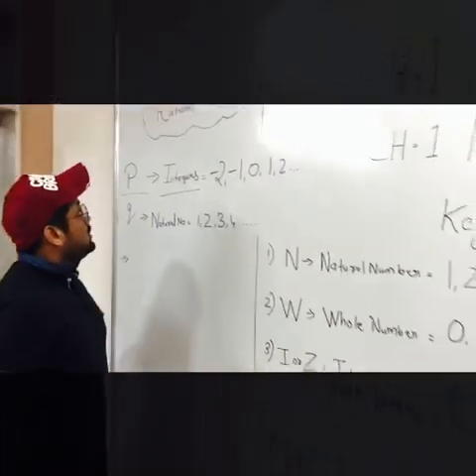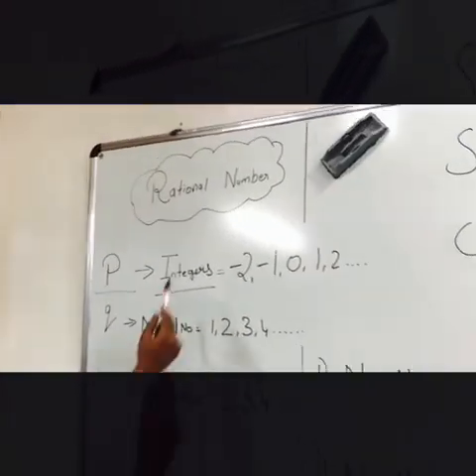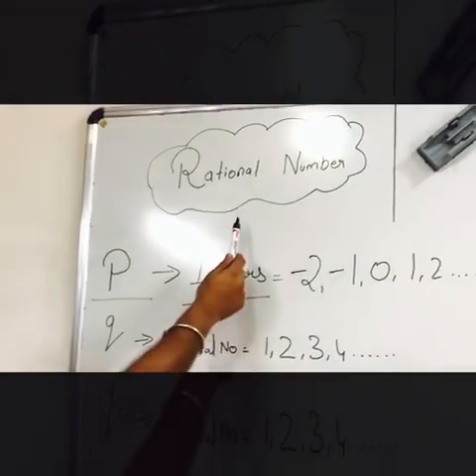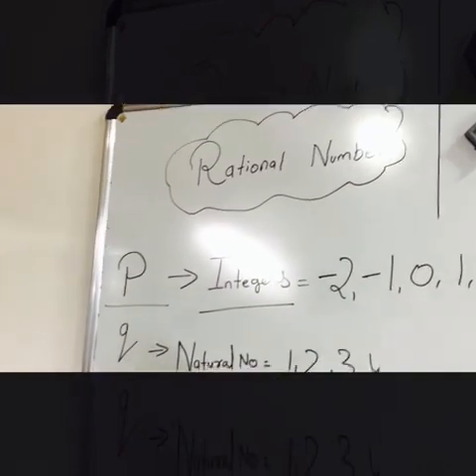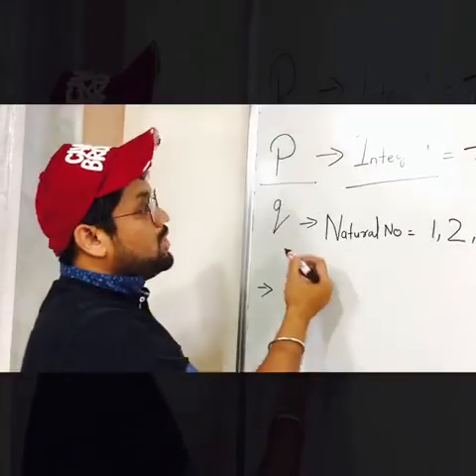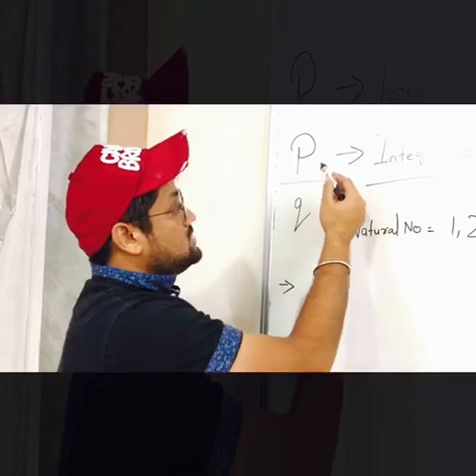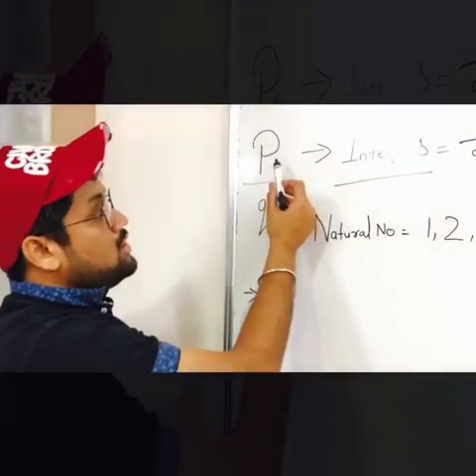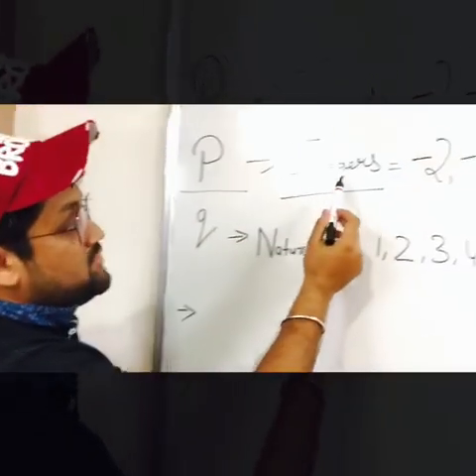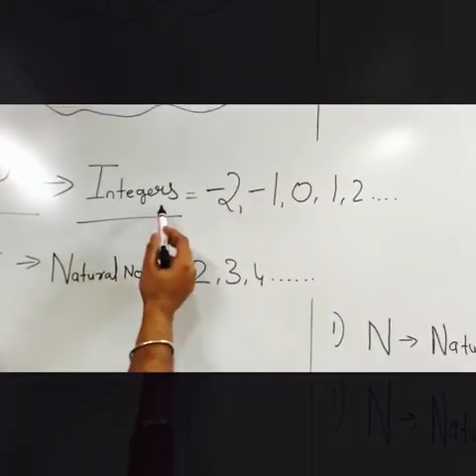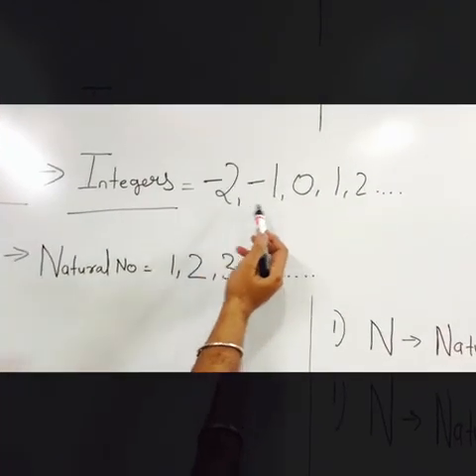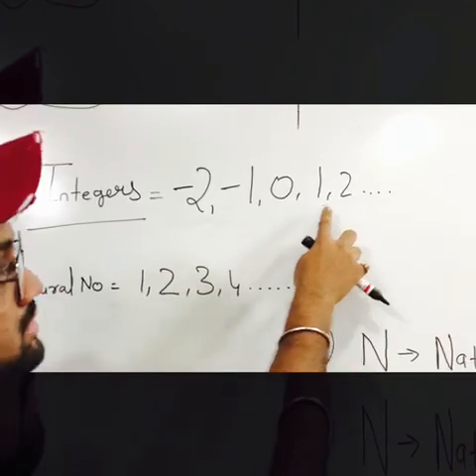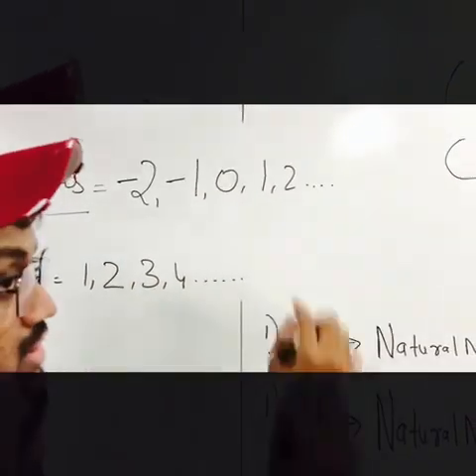Now let us move on to the new topic, that is rational number. So what do you mean by rational number? The rational number stands for P upon Q. Now what do you mean by P? P stands for integer. And you know very well, in integers three types of numbers will come: negative numbers, 0, and positive numbers.